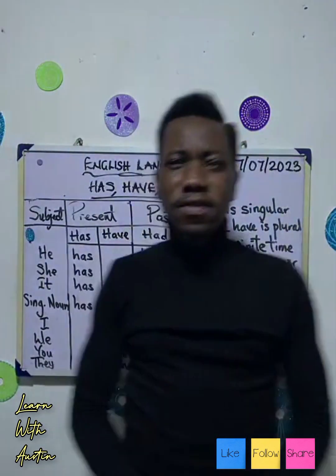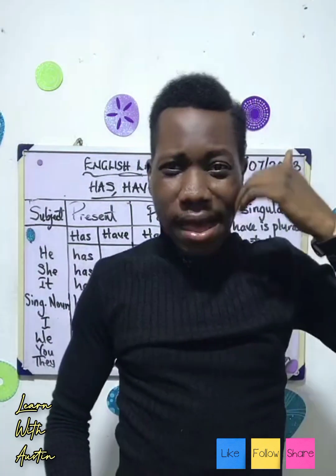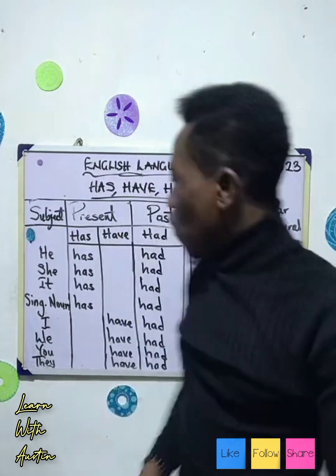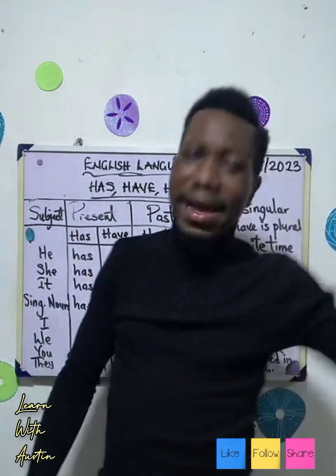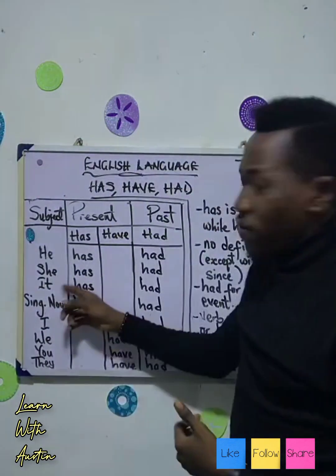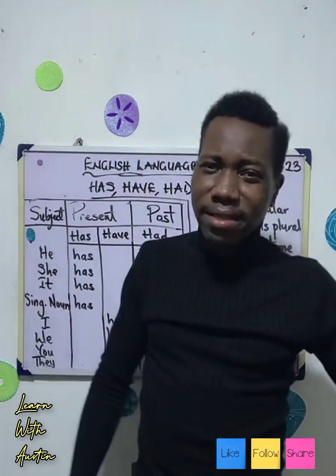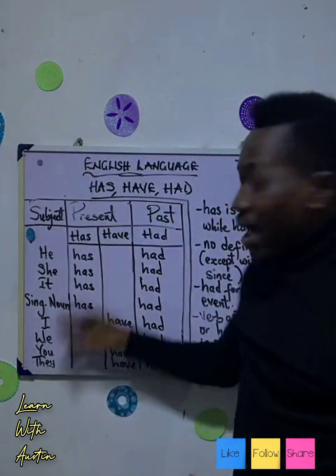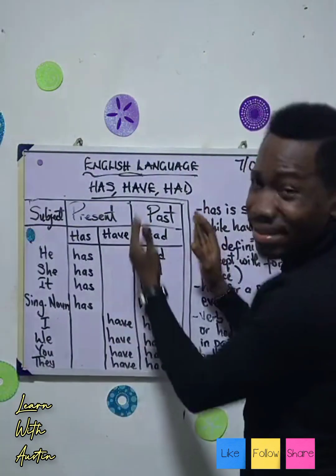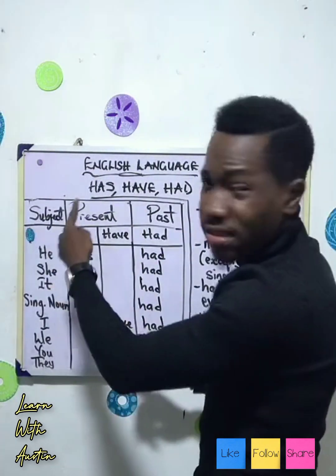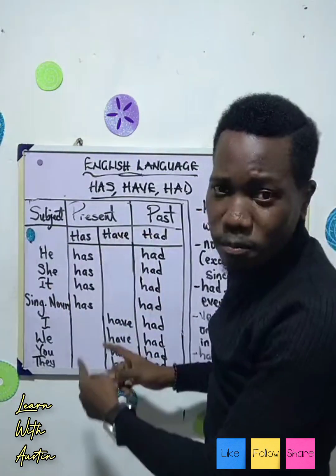For example, if I want to say I owned a bicycle last year, I would say, I had a bicycle last year. Even if it's he had, or she had a bicycle. Even if it's it had a tail. What happened to the tail? It had a tail the last time I saw it. And so on. So the past tense is had. Now these two are actually present tense. Has is singular, have is plural.